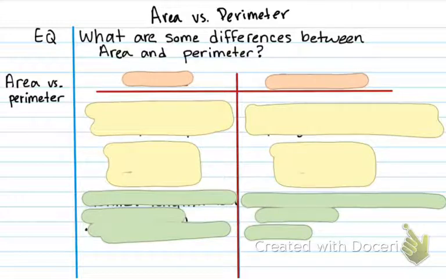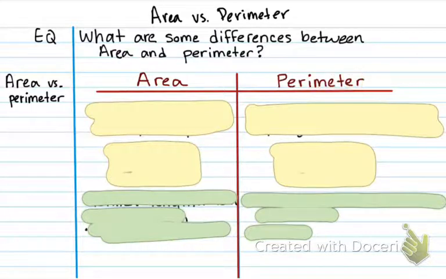Okay, we're going to make a long T chart. And on one column, go ahead and write area. And then in the other column, go ahead and write perimeter. Okay, so we're going to do some comparing between the two. So let's go through all of the area and then we'll go through the perimeter.